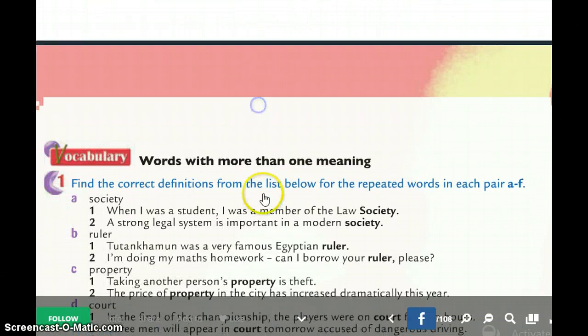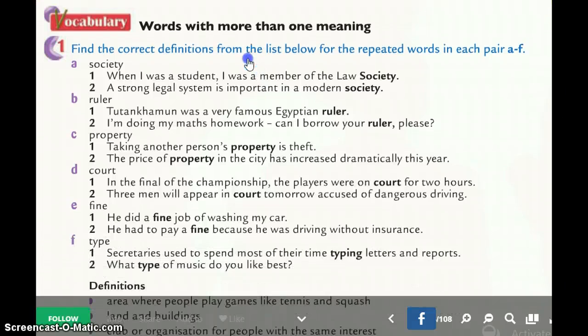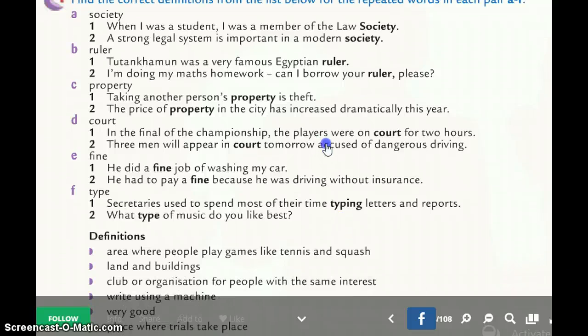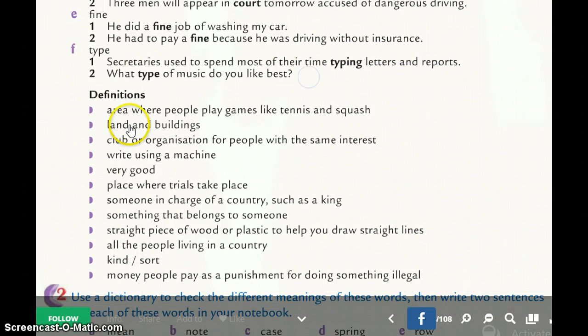Now let's go to vocabulary: words with more than one meaning. Find the correct definitions from the list below for the repeated words in each pair, A to F. Let's try. Society: when I was a student, I was a member of the Law Society. A strong legal system is important in a modern society. So, okay, what is society? Area where people play games, like tennis? Land and buildings? Club or organization.